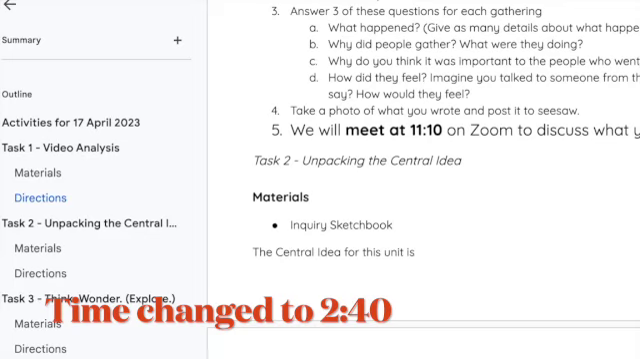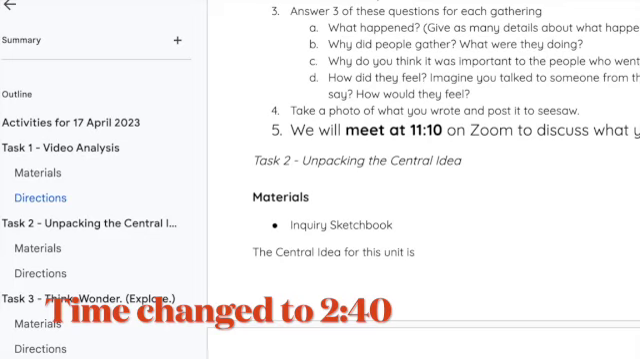The 4 questions are, number 1, what happened? So give as much detail as you can. Where did it happen? Who went there? How many people? Why? What was it about? What sort of event was it? Things like that. Number 2, why did the people gather? What were they doing? What was the purpose of it? Number 3, why do you think it was important to the people who went to the event? What was the big deal? And then number 4, how did the people feel? Imagine you talk to someone from the event. What would they say? How would they feel?